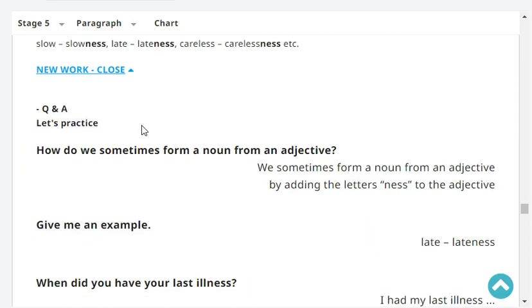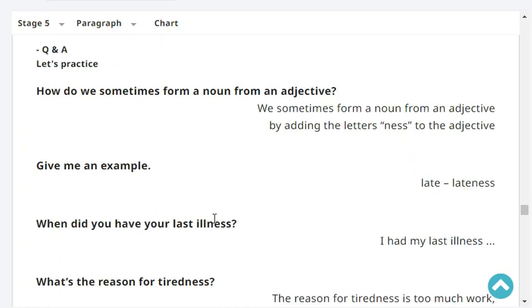Okay, let's practice. How do we sometimes form a noun from an adjective? We sometimes form a noun from an adjective by adding the letters ness to the adjective. Give me an example, please. Late, lateness.